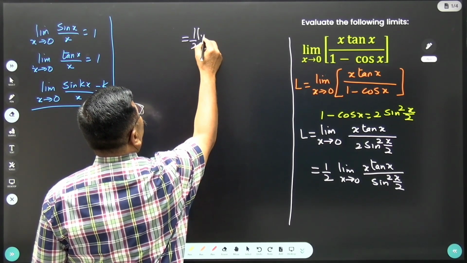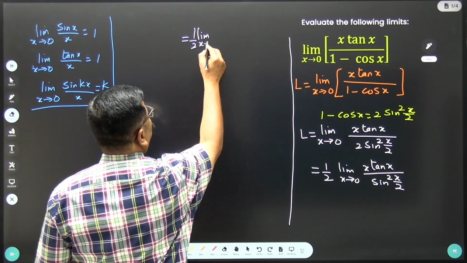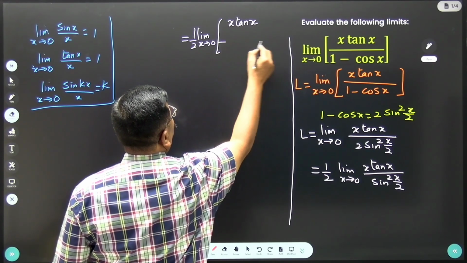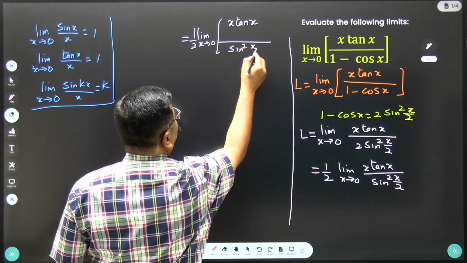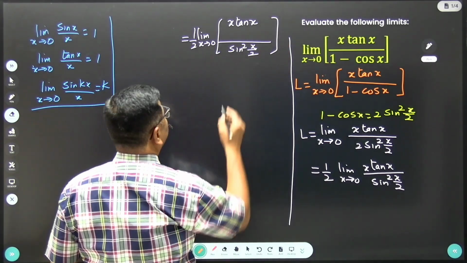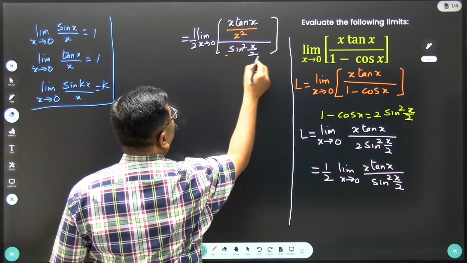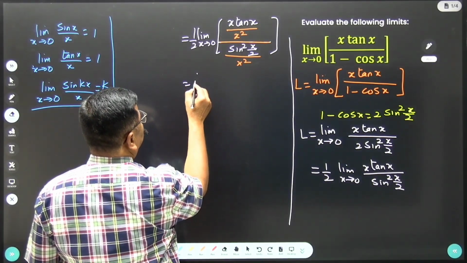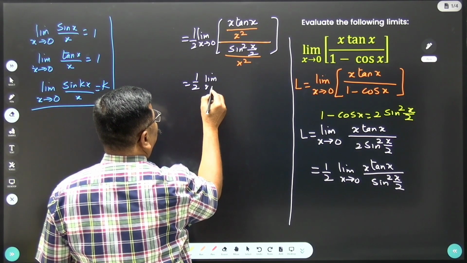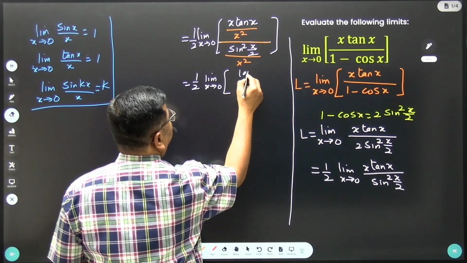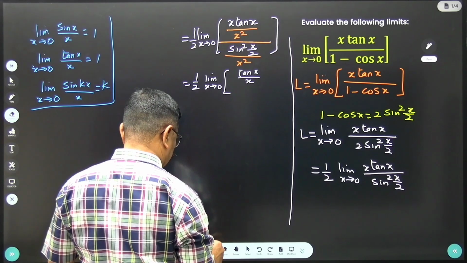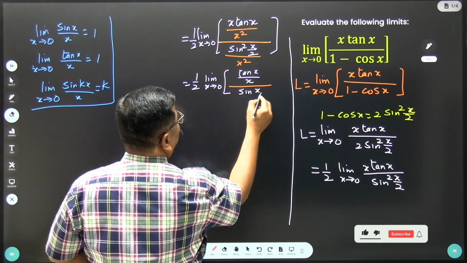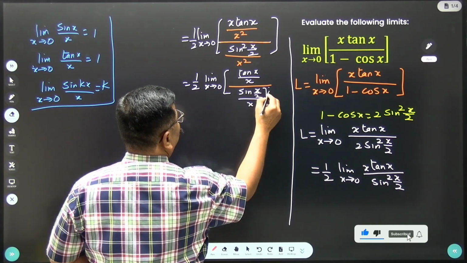So 1 by 2 limit x tends to 0 x tan x, so I will divide numerator by x square and also denominator by x square. So I will simplify this. Half limit x tends to 0, numerator will be tan x upon x divided by sin x by 2 upon x the whole square.